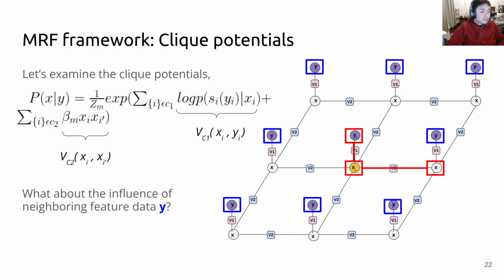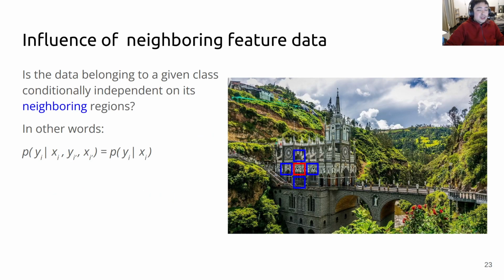So this is the major fallback of Markov random fields. Let's talk about this a little bit. Is there an influence of neighboring feature data?